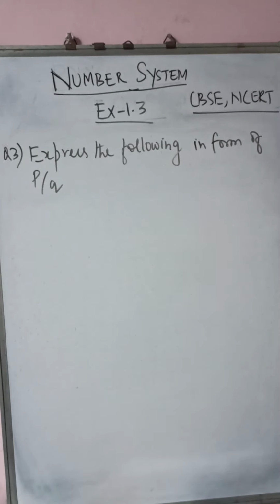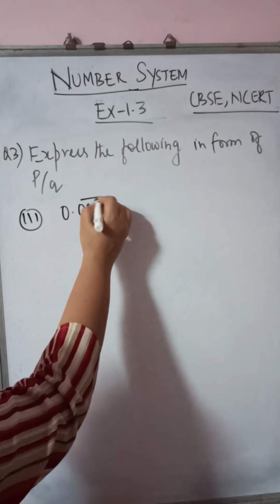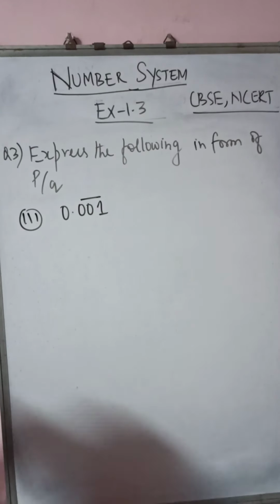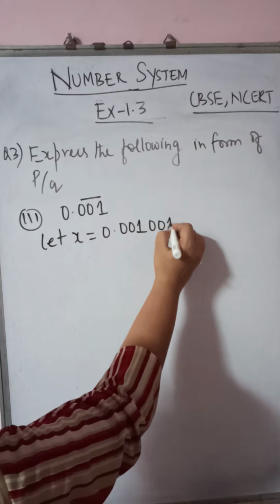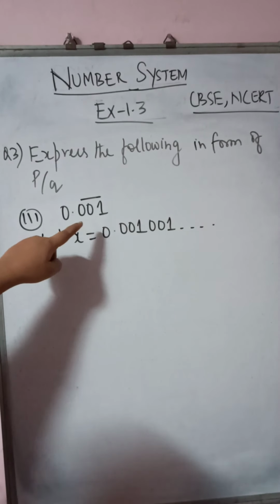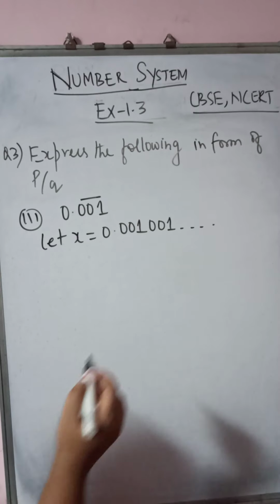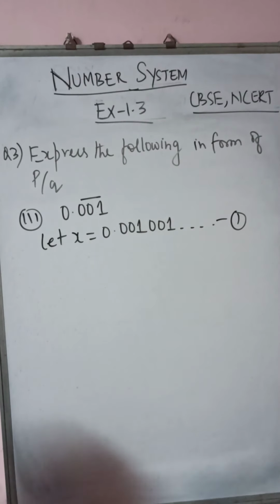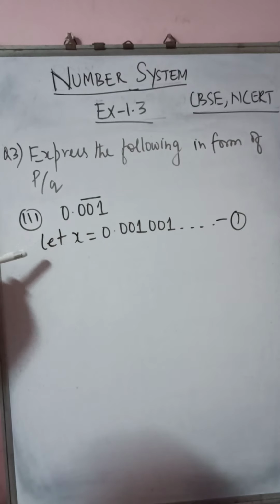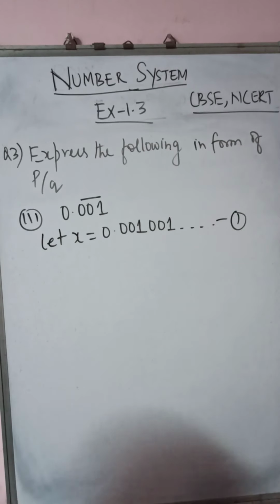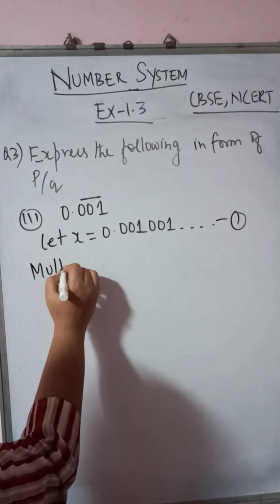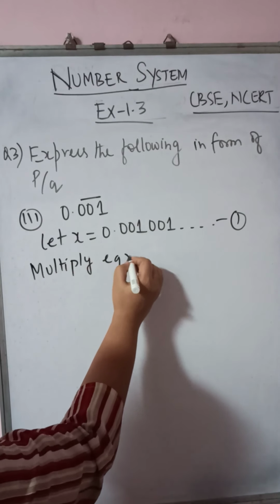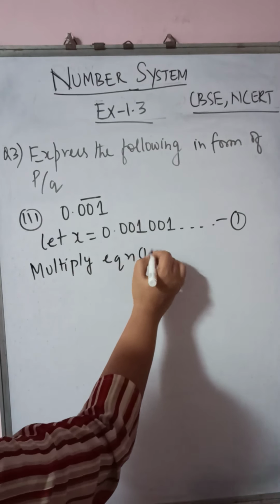Question number 3, third part is 0.001 bar. Again, let x is equal to 0.001001 and so on. Because the bar is on all the 3 digits, these 3 digits will be repeated. So let this be equation 1. Now how many digits have a bar on them? 3 digits. So with which number will you multiply both LHS and RHS? 1000. So multiply equation 1 on both sides by 1000.